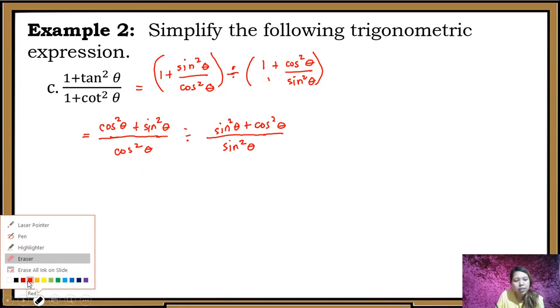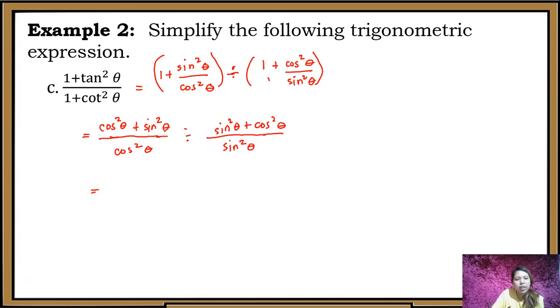So by Pythagorean identity, cosine squared theta plus sine squared theta is equal to 1, over cosine squared theta divided by, still Pythagorean, 1 over sine squared theta. This is division, so we take the reciprocal of our divisor and proceed to multiplication. So that will be 1 over cosine squared theta, and from division it will be turned into multiplication with the reciprocal of our divisor.